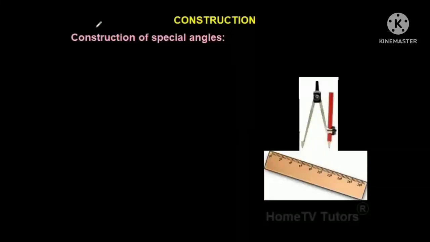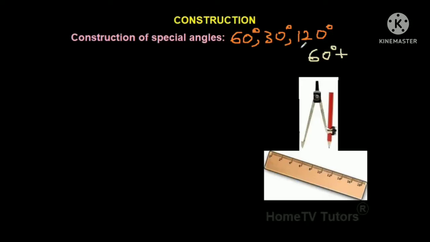In this interesting lesson, we are going to learn how to construct special angles such as 60 degrees, 30 degrees, and 120 degrees. What are the special angles? I guess because we can derive other angles from these angles. Say for instance, 60 degrees plus the bisection of the 30 degrees, which is 15 degrees, will give us 75 degrees. Okay, good. So now let us construct the angle 60 degrees.